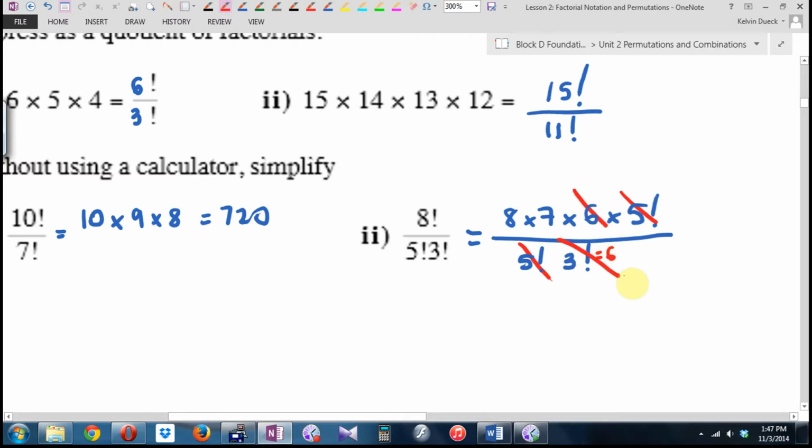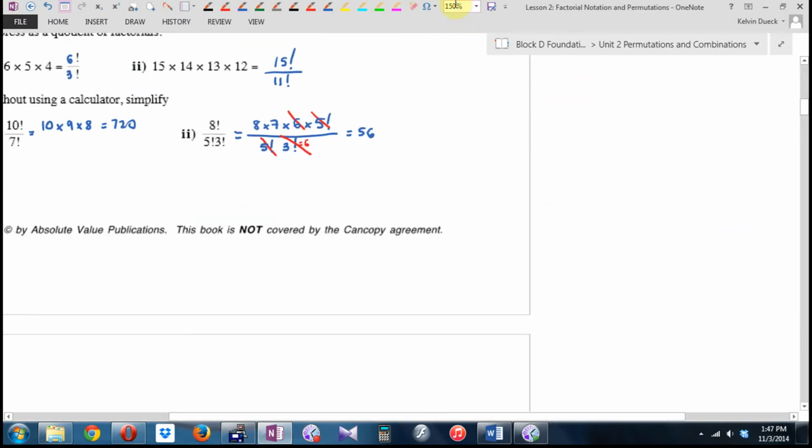Now, by the way, why can I cancel? Because when you're multiplying, you can cancel. If you're adding stuff in fractions, you can't cancel. But if you're multiplying, you can cancel. I end up with what 2 numbers left behind? 8 times 7. What is 8 times 7 or 7 times 8? Turn the page.